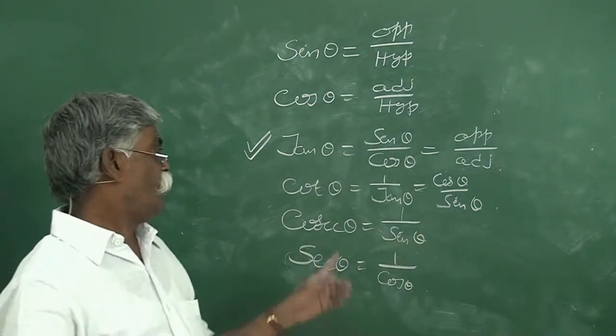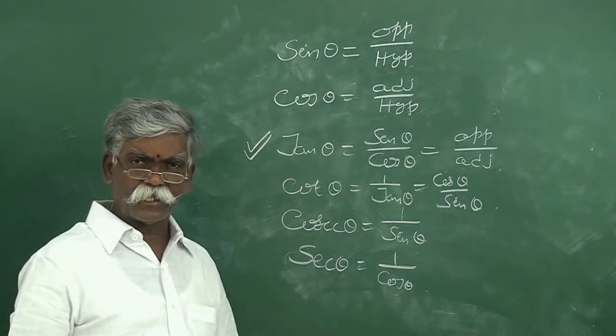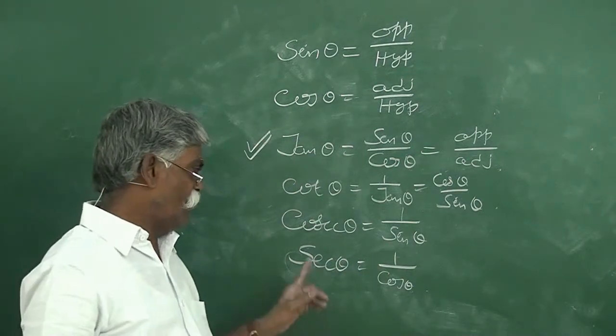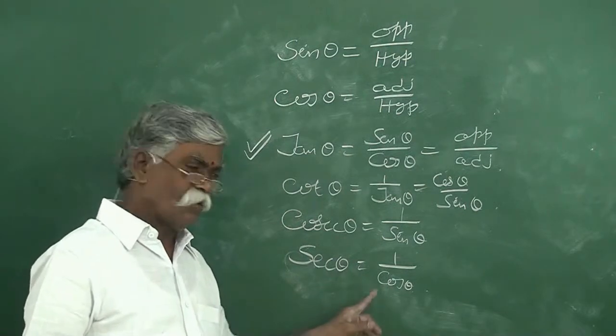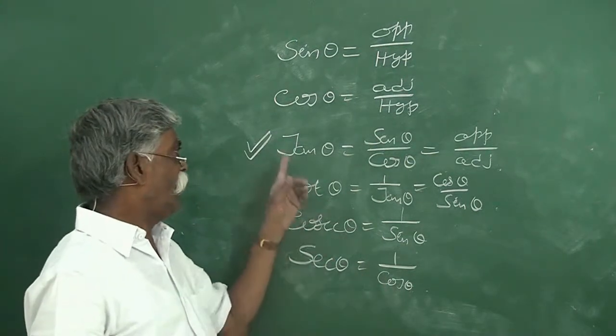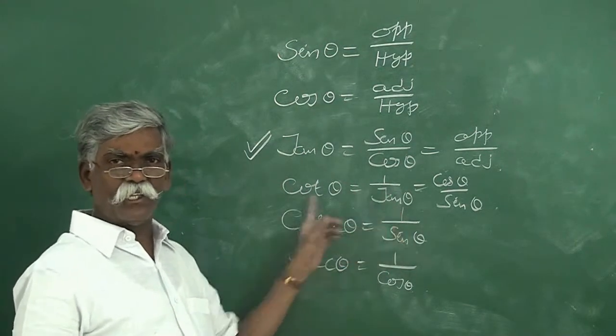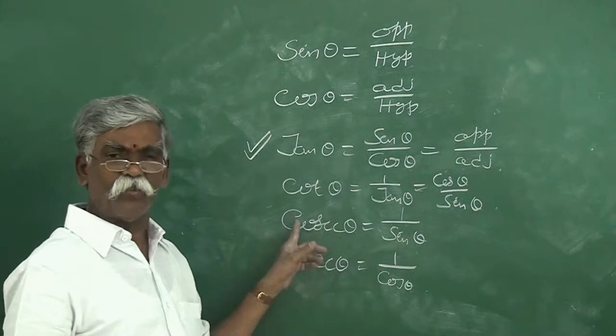So therefore cosecant is 1 by sin. Sin is 1 by cosecant. Sin into cosecant is 1. Secant is 1 by cos. Cos is 1 by secant. Cos into secant is 1. And cot theta is 1 by tan. Therefore tan is 1 by cot. Tan into cot is 1.